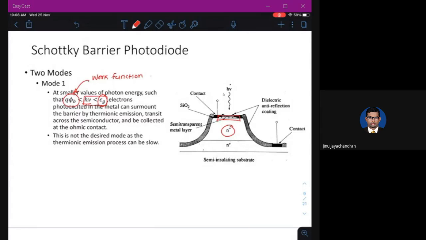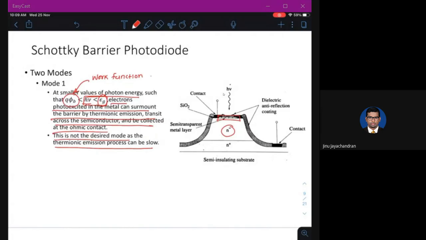So that is what is here. At smaller values of photon energy, such that the photon energy is less than Eg and greater than the work function, electrons photoexcited in the metal can surmount the barrier by thermionic emission, transit across the semiconductor, and can be collected at the ohmic contact. So this is what I have explained. But this is not the desired mode, as the thermionic emission process, which means emission because of temperature, is very slow. So this mode we are not going to use.